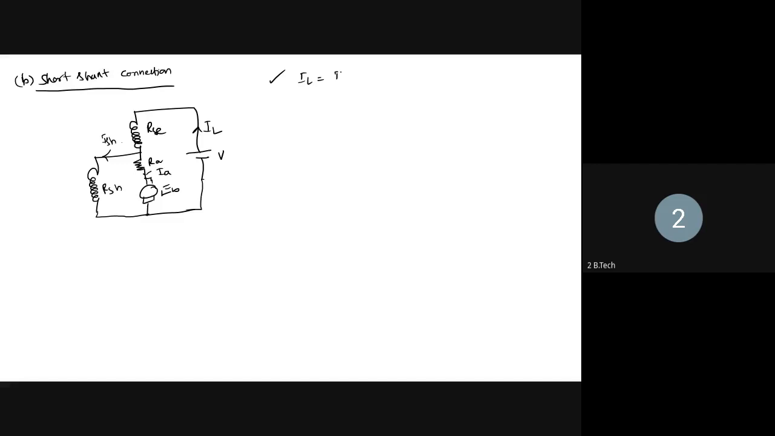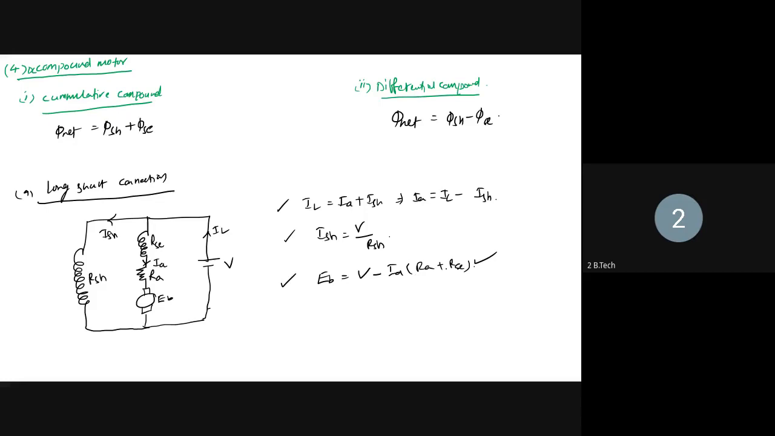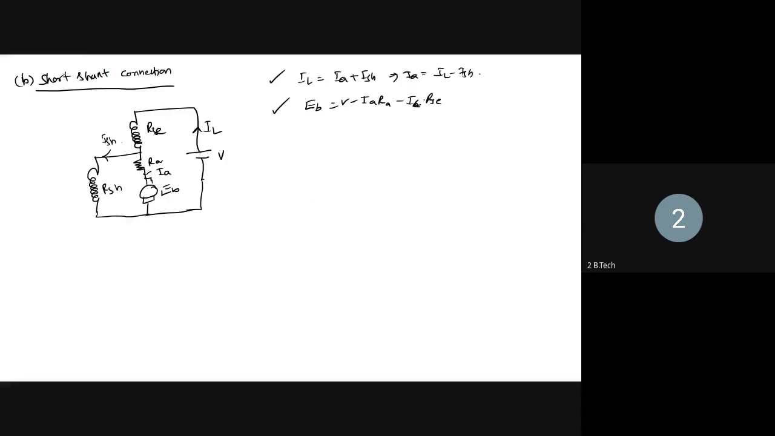IL is equivalent to IA plus ISH, from which we can calculate IA is equivalent to IL minus ISH. And the back EMF EB is equivalent to V minus IA into RA minus IL into RSC. So why? Because the current flowing in series field winding is the line current, it's not the armature current. Whereas in the long shunt connection, the current flowing in this case will be armature current, so that we have written IA into (RA plus RSC). And whereas here, it will be IL into RSC, IA into RA.